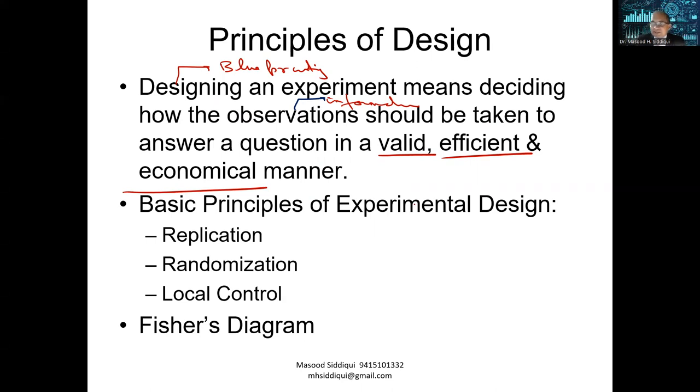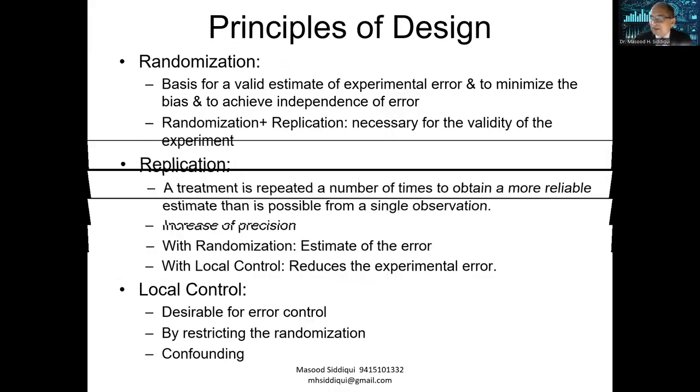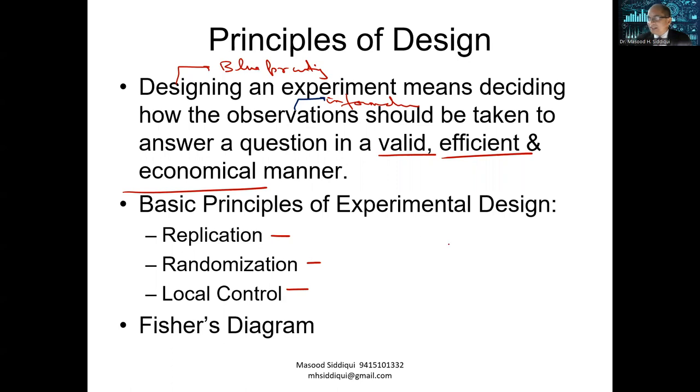Now we have three basic principles of the experimental design as given by Fisher. One is replication, that we will discuss in detail. The other one is randomization. And the third one is local control. So these are the three basic principles used in experimental design as suggested by Fisher. Now, what is the role? Let us draw Fisher's diagram. Here in the center, we have replication.